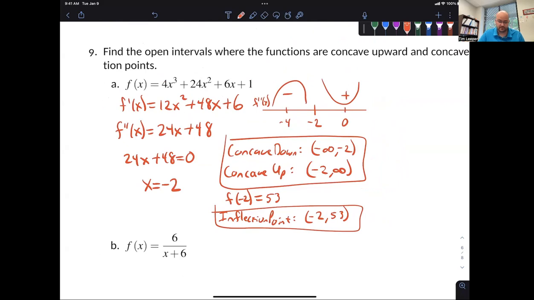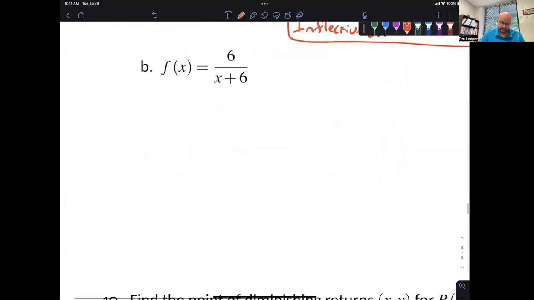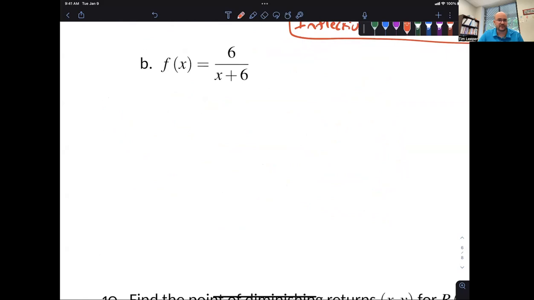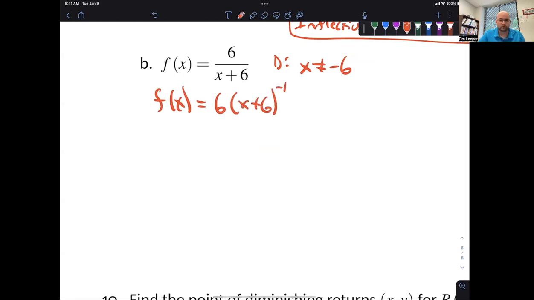Next, let's look at 9B. So 9B is f of x equals 6 divided by x plus 6. Now, if you notice, the domain here is that x is not equal to -6 because x plus 6 is not equal to 0. Now, we can use the quotient rule here, but I'm actually going to rewrite f of x as 6 times x plus 6 to the -1 power. That makes it easier to find the derivative here because now I don't have to use the quotient rule. I can just use the power rule with the chain rule.